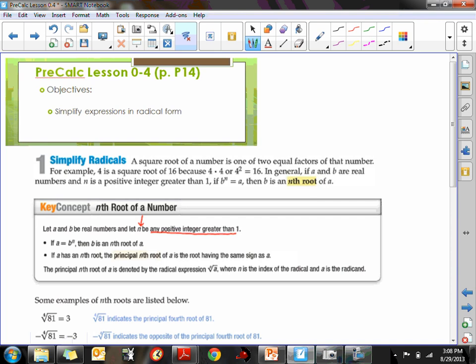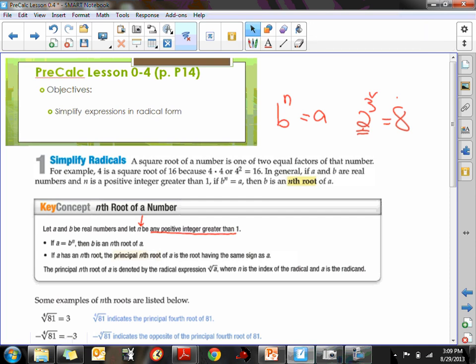Then if a equals b to the n, then b is the nth root of a, which is what I was just demonstrating to you. If I have b to the nth equals a, that's the same thing as saying 2 to the third equals 8. Then they're actually telling us that this 2 is the cube root of 8. So 2 is the cube root of this 8. That's that terminology they're getting across there.